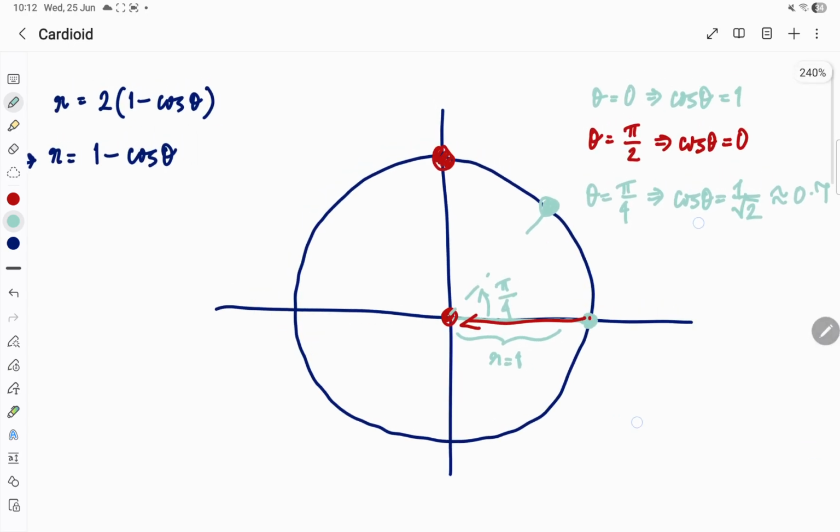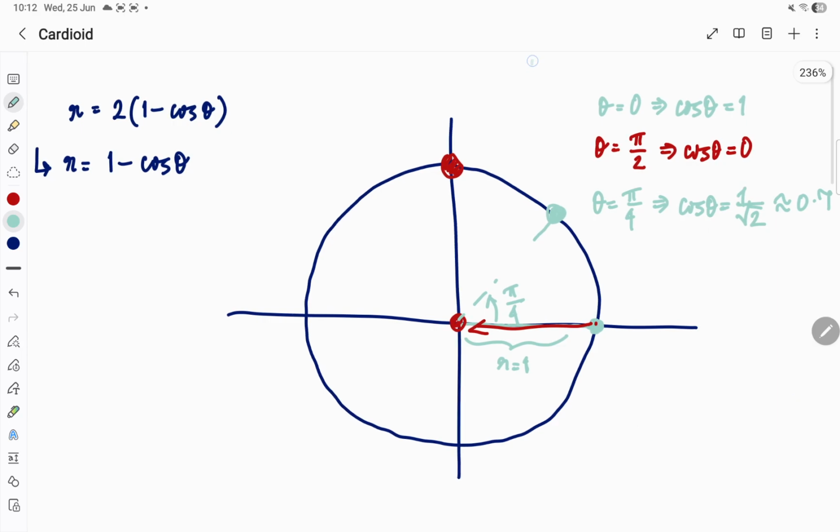So 1 minus 0.7 gives me 0.3. Right. So where this r distance here is 1, this is becoming something like this. So this point here is getting stretched, dragged to this point.